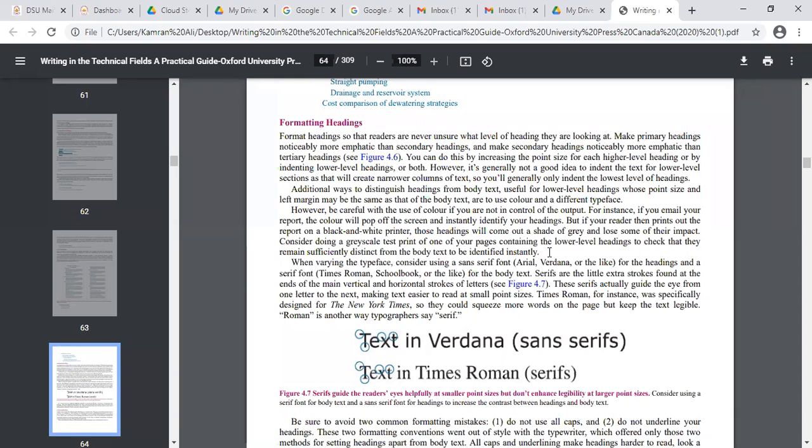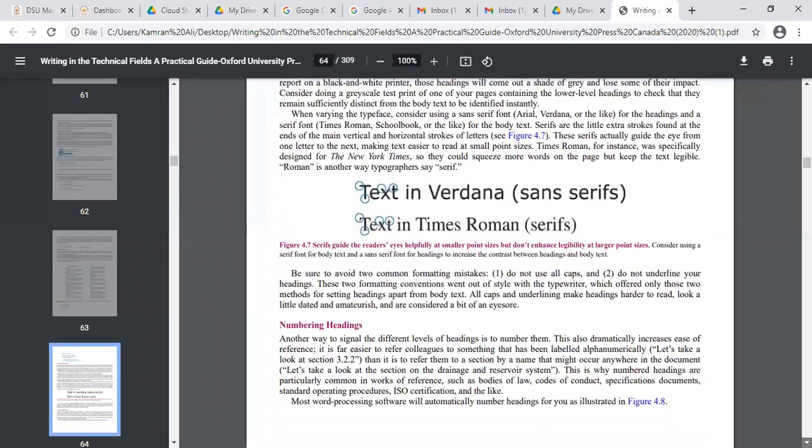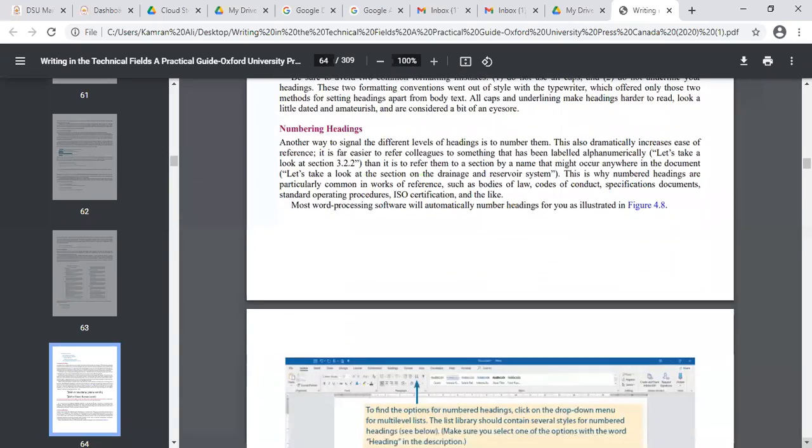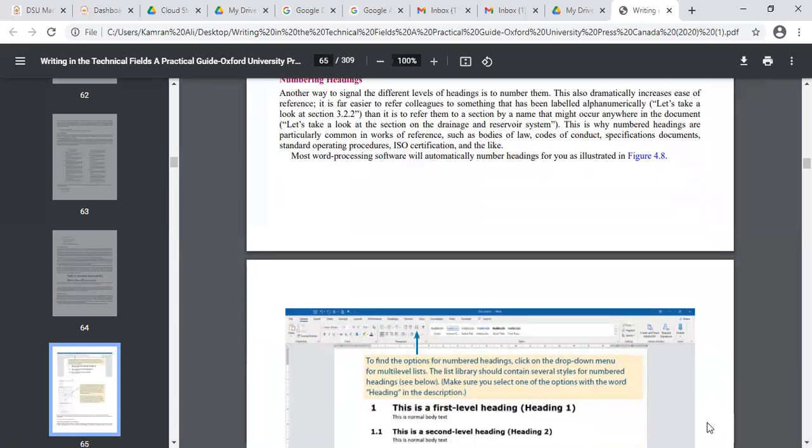So in that case, if you are not sure that the color would remain distinct, then you can use some other way to highlight it. You can change the font. For example, over here they're saying that you can use sans serif for the main heading, and serif for the second level heading or third level heading. So you can change the fonts, and you can number the headings. This is another useful way, right?